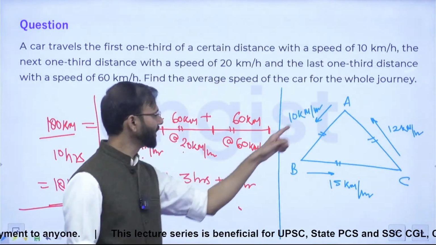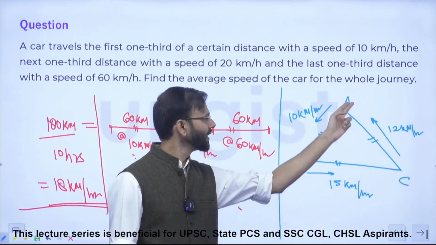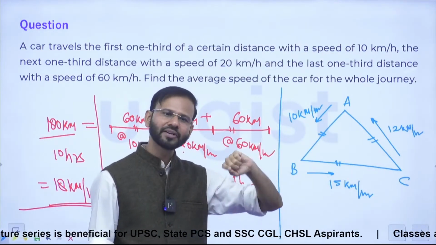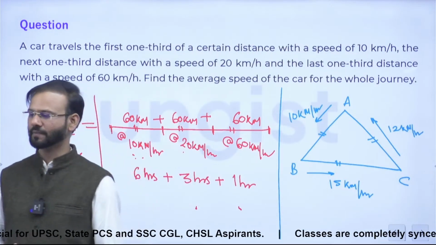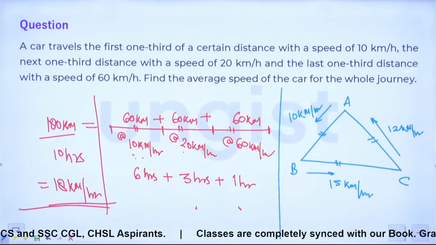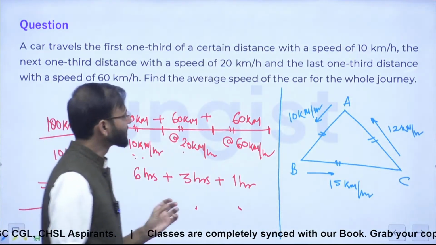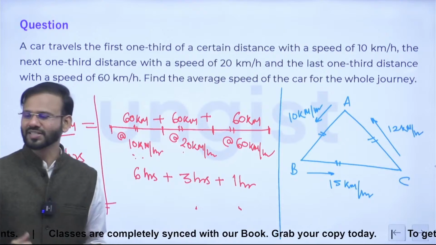A man goes from A to B at the rate of 10, B to C at the rate of 15, C to A at the rate of 12. What is the average speed during the entire journey, guys? Just tell me the answer. And I'll show you which type of questions are being asked in UPSC and how they are related with this concept. Guys, what is the answer?